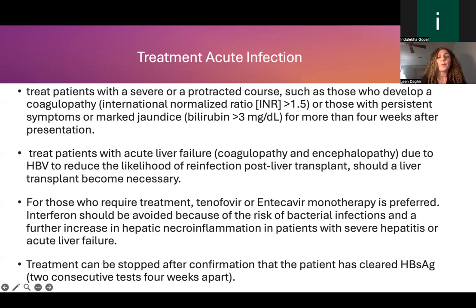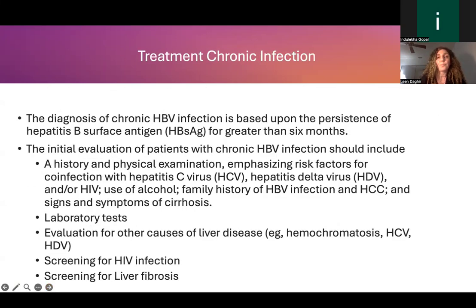Also, for those who require treatment, tenofovir or entecavir monotherapy is preferred. Interferon should be avoided because of the risk of bacterial infection and a further increase of hepatic necroinflammation in patients with severe hepatitis or acute liver failure. Treatment can be stopped after confirmation that the patient has cleared hepatitis B surface antigen, on 2 consecutive tests 4 weeks apart.